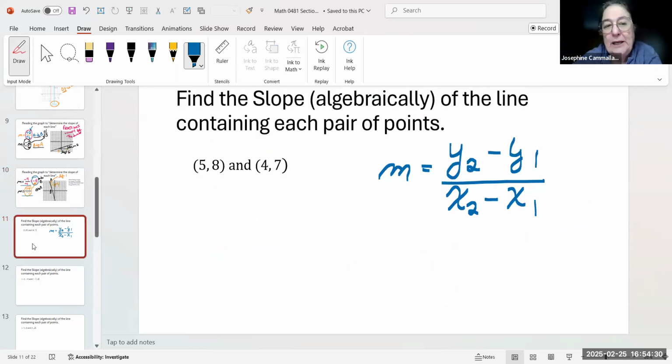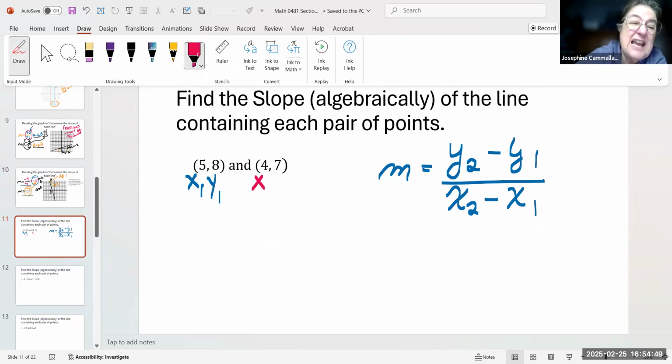I like this formula, but here's what I do with the formula. See where the 5 and the 8 is? I write below them x1, y1. Then I write 4, 7 is x2, y2. This helps me put the numbers in the right place.